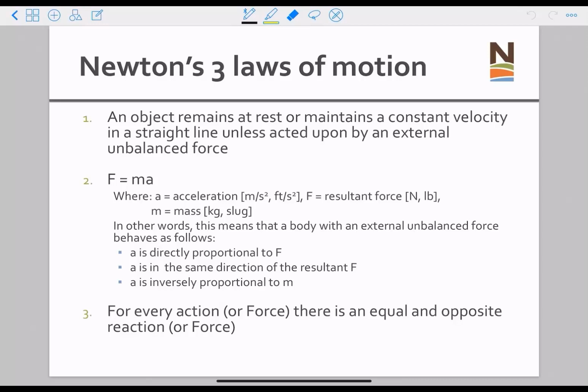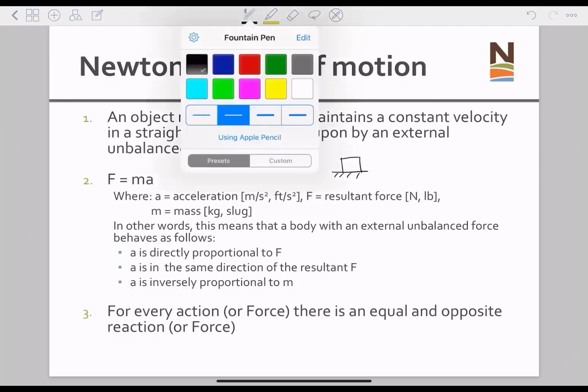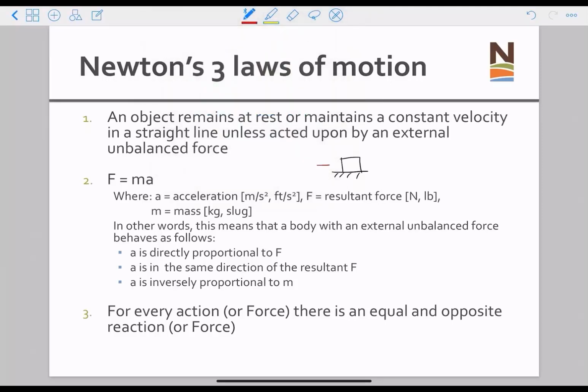Okay, so this brings us to Newton's 3 laws of motion. Starting with the first one: an object remains at rest or maintains a constant velocity in a straight line unless acted upon by an external unbalanced force. Now, for a problem like this, we'll take an example with a box. We have this box and we apply an external force. We're going to call that force F1. So we apply a force, and what would you imagine would happen?